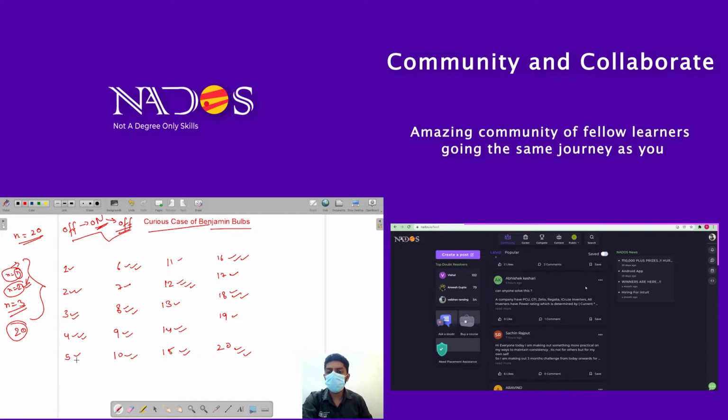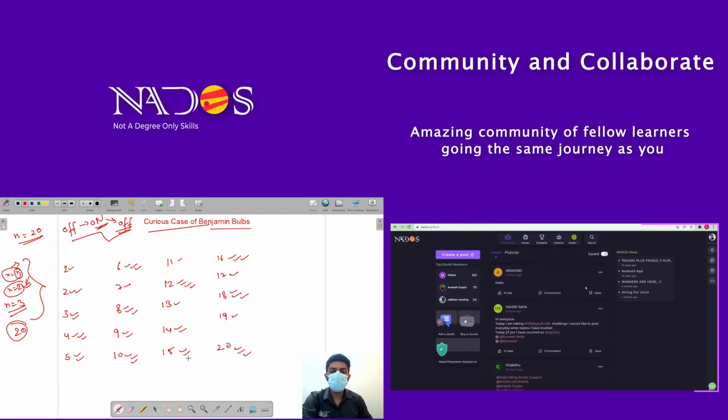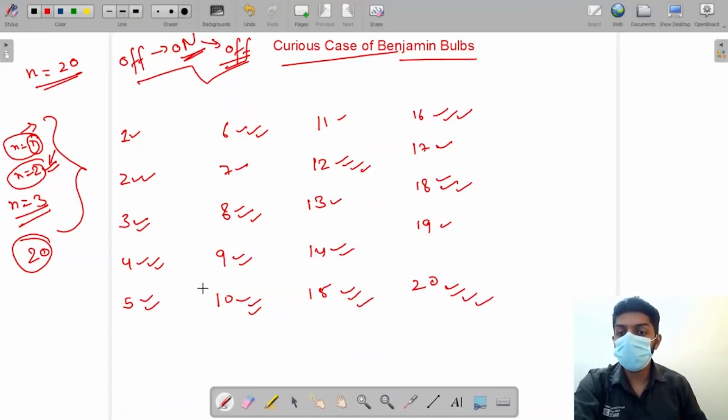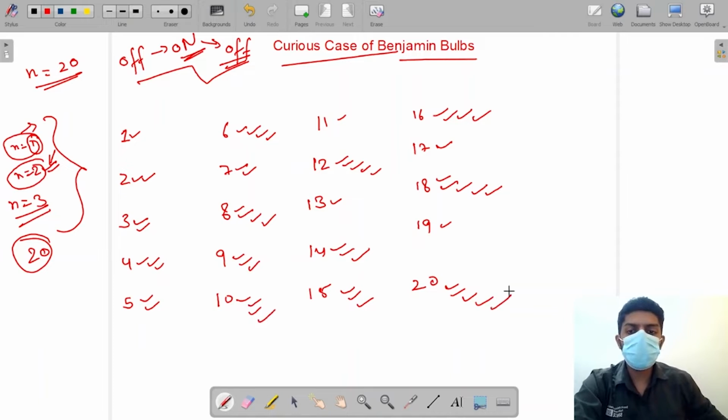For n equal to 5, 5, 10, 15, and 20 are toggled. For n equal to 6, 6, 12, 18 are toggled. For n equal to 7, 7 and 14 are toggled. For n equal to 8, 8 and 16 are toggled. For n equal to 9, 9 and 18 are toggled. For n equal to 10, 10 and 20 are toggled.